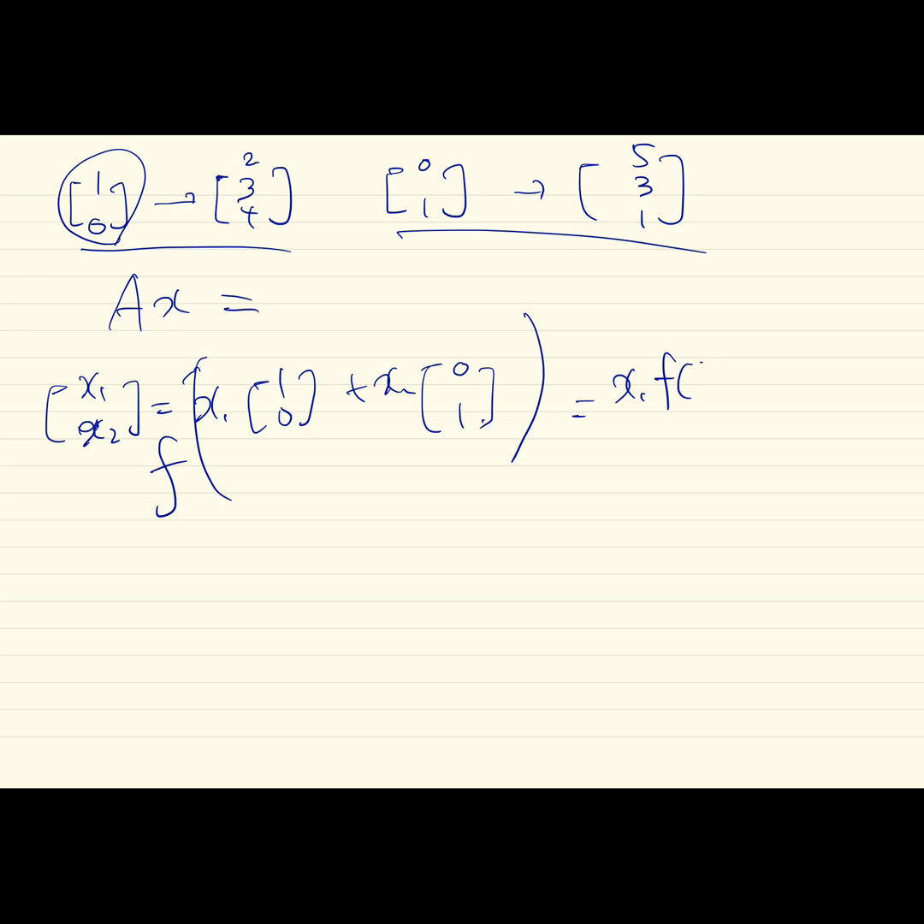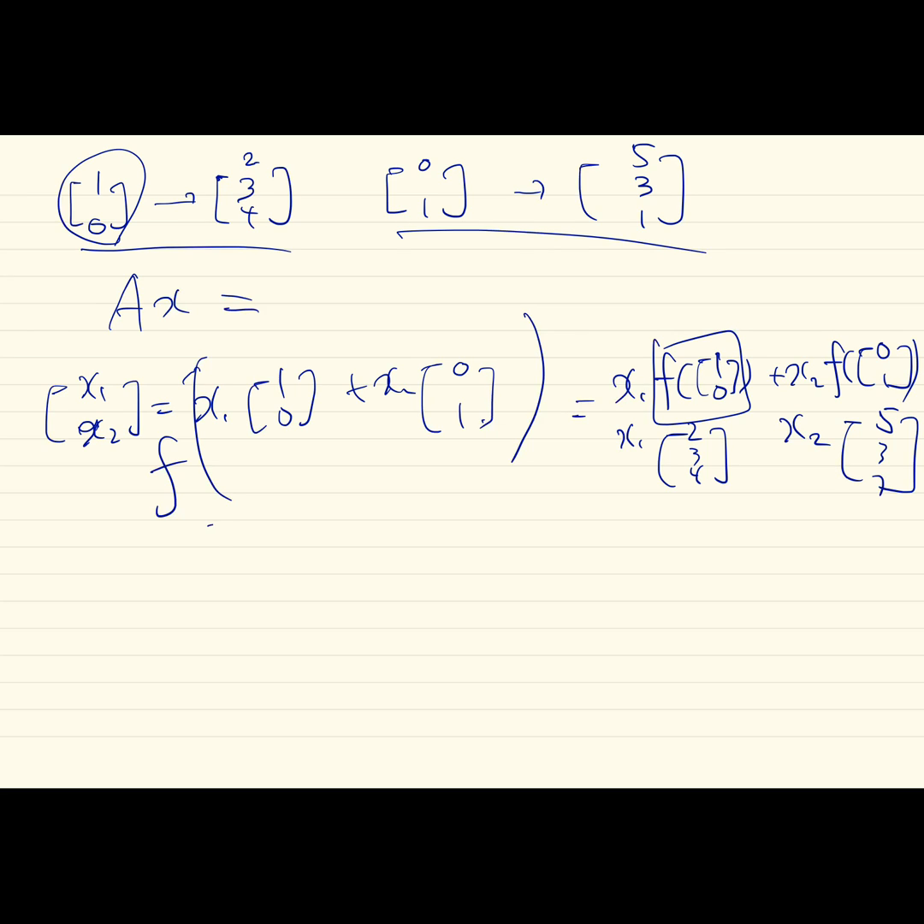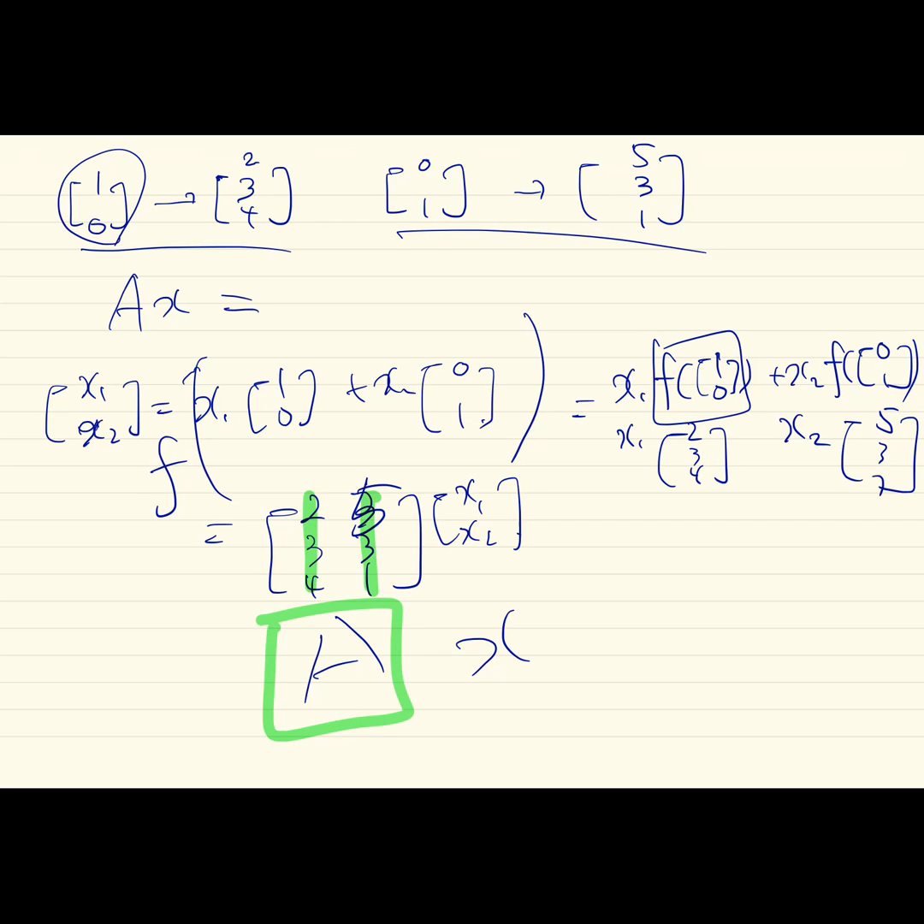x1 times f of (1, 0) plus x2 times f of (0, 1). This is (2, 3, 4) and (5, 3, 1), and now we have x1 and x2, so this is factored into this form, with the columns (2, 3, 4) and (5, 3, 1) multiplying x1 and x2. That way A times x is obtained. What about these two columns? They should be the function outputs of (1, 0) and (0, 1) in the input domain of our function. That way this matrix A is called a standard matrix, because each column of A is the output of a standard basis vector in the input domain, which is (1, 0) and (0, 1).